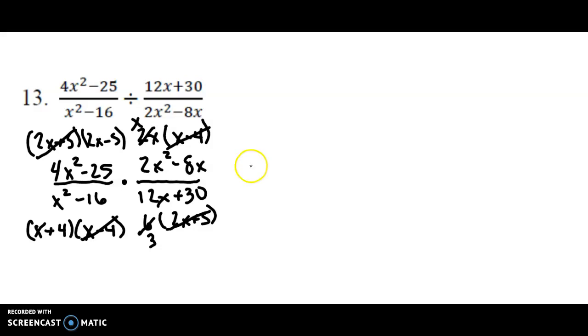So when I go to multiply that, I have x times 2x minus 5, so that will be distributing. So 2x squared minus 5x over 3 times x plus 4, which is 3x plus 12.